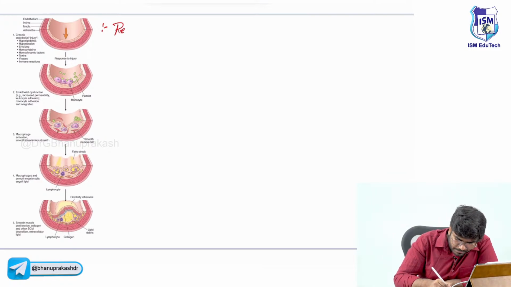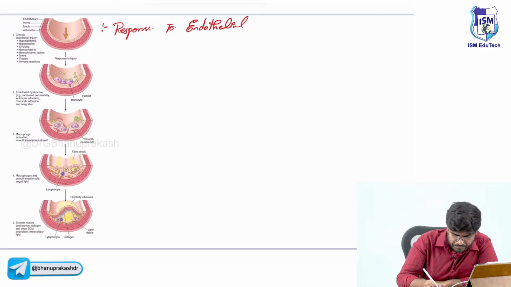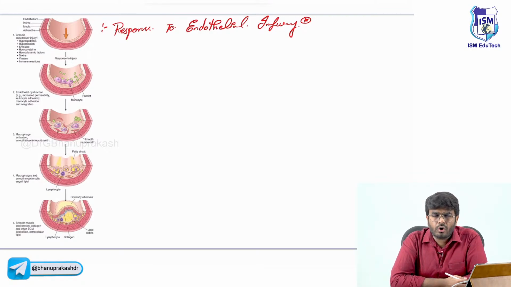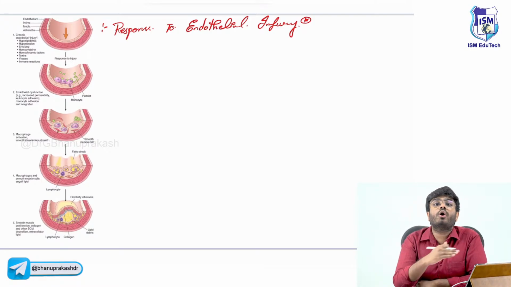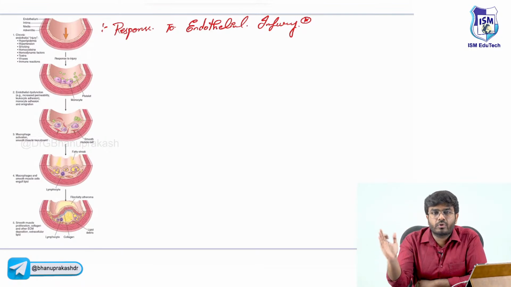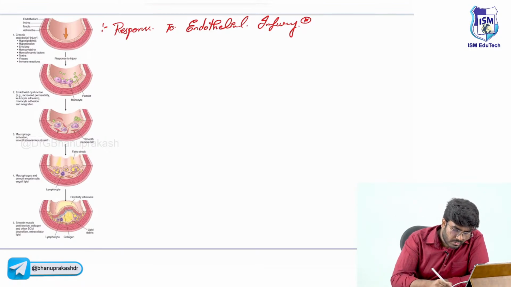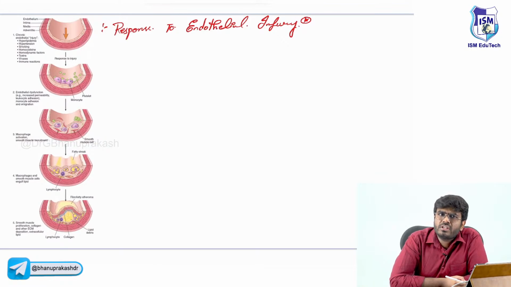It's a response to endothelial injury. Injury one time, two times? No. For example, if one endothelial injury happens in my blood vessel, do you think atherosclerosis will happen? No. Not one time. It is chronic injury happening to the endothelial cells, continuously, not one time or two times. So let me tell you why the endothelial injury is happening.